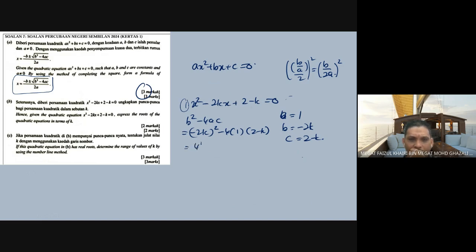So b squared, negative 2k squared, minus 4 times a and c, 2 minus k. Then you get 4k squared minus negative 4 times 2 minus k, negative 4 times negative 2k plus 4k. Then you get 4k squared plus 4k minus 8. Then we get k squared plus k minus 2. Okay, so from here, if I factorize this, then you get k and k. Product of roots is negative 2. So then we have plus 1 and minus 2.